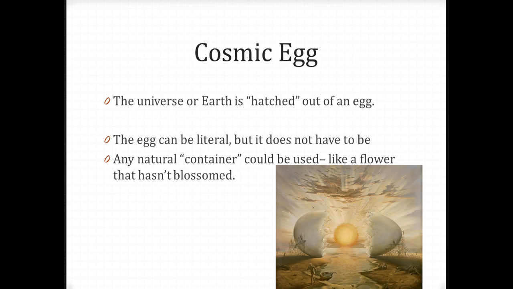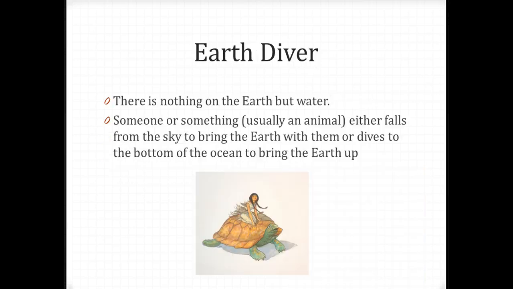The second major type of creation story is the cosmic egg story. And that's the view that the universe hatched out of an egg. Now that egg can be, and oftentimes is, literal. It's a physical egg that breaks and the earth and the universe or people fall out of it. But it could be any natural container. It doesn't necessarily have to be an egg. It could be a flower that blossoms or a nut that opens. Anything that is a natural container from which life comes.